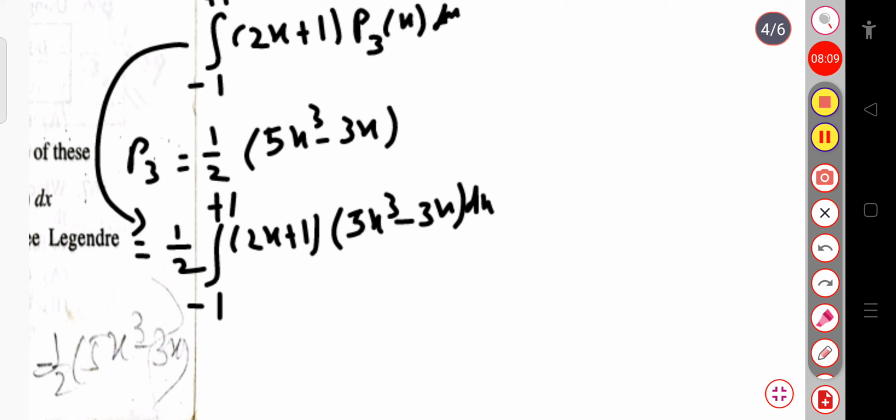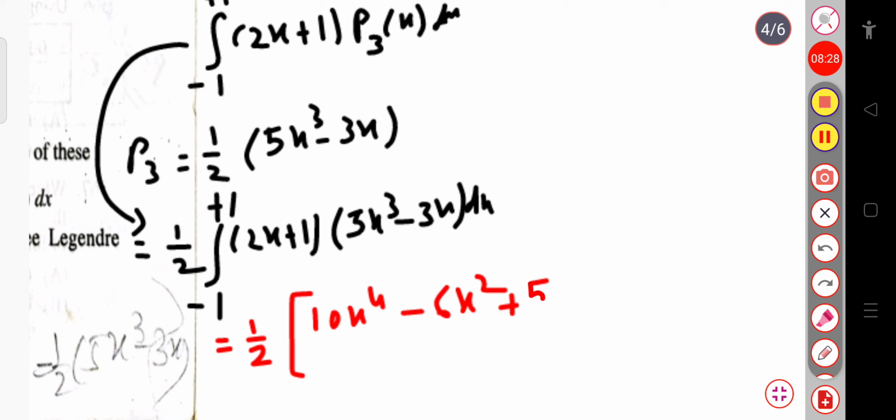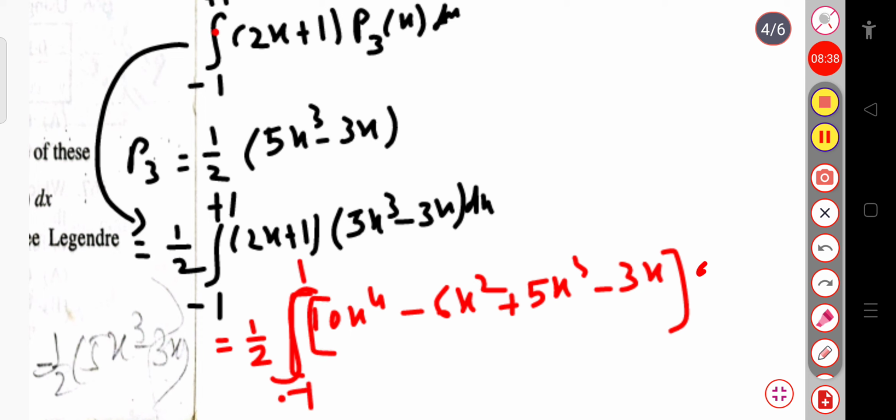So this will be equal to 1 by 2, 2x into 5x cube, that will be 10 x power 4, minus 2 into 3, that will be 6x square, plus 1 into 5x cube minus 3x. You have to take the total integration of this from minus 1 to plus 1, with respect to dx.